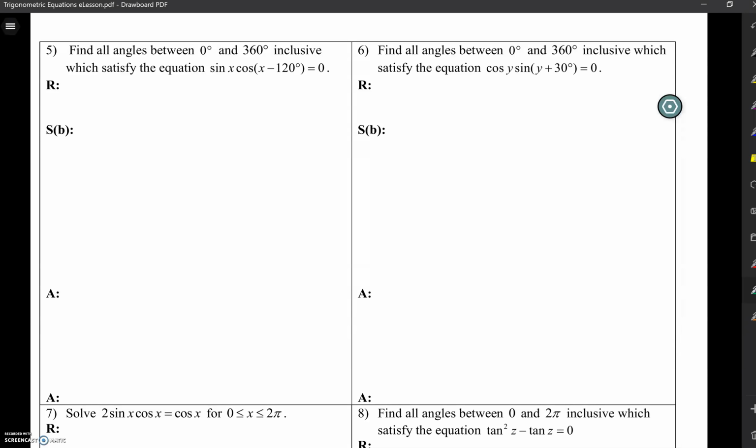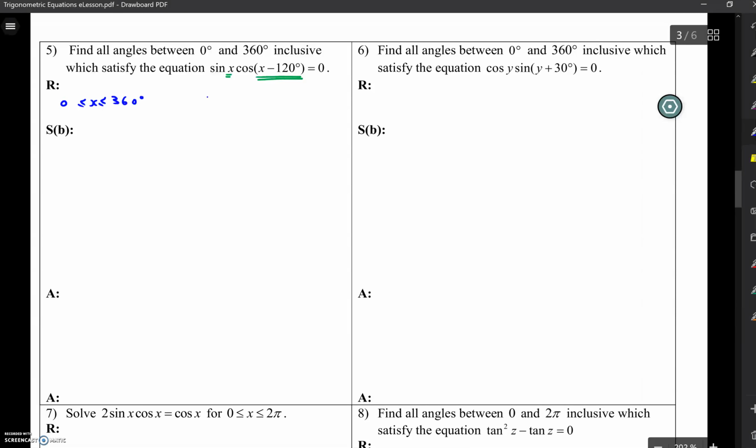Okay, let's do question number 5. So we need to find all angles between the range of 0 and 360 degrees. So we focus on the question now. Here we are finding from sine x and sine x minus 120 degrees. So we need to know the range. So the first range that we are finding for is x. Since this is given to us, they tell us to find the range between this. So this will be the range for x.